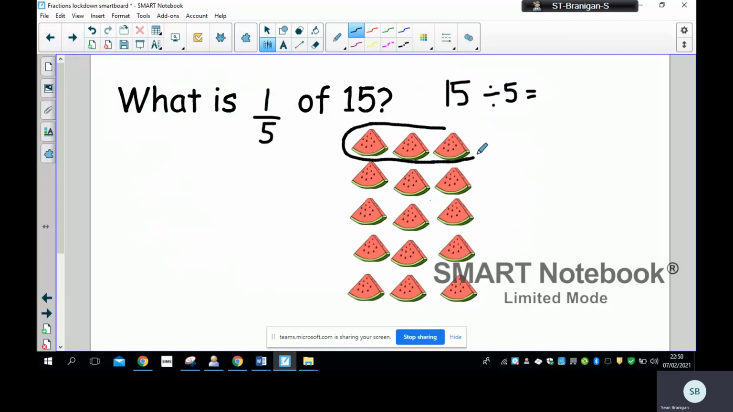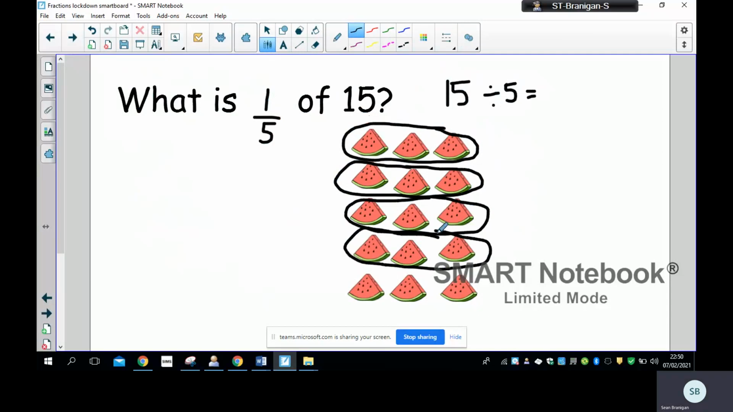There's 1 group, it's 1/5, and 2/5, and 3/5, 4/5, 5/5. And as you can see, when I get 15 and I put it into 5 groups, in one group out of the 5, in 1/5, there will be 3. So the answer is 3. 1/5 of 15 is 3.